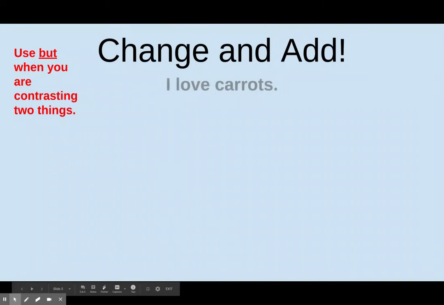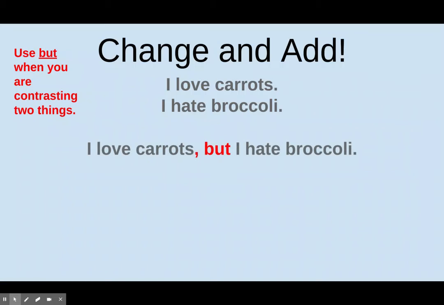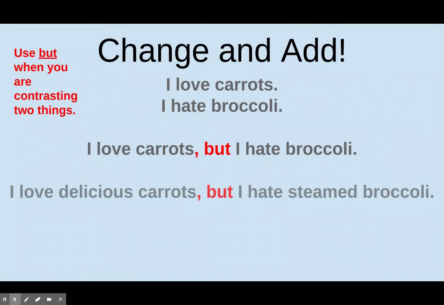All right. So let's do that again. I love carrots. I hate broccoli. I love carrots, but I hate broccoli. Contrast. Difference between the two things. I love delicious carrots, but I hate steamed broccoli. Do you notice I put an adjective describing carrots? I put an adjective describing broccoli. So that's where I made it a better sentence, and that's what they're telling you to do in your reader's notebook. Make it better. Add those adjectives.